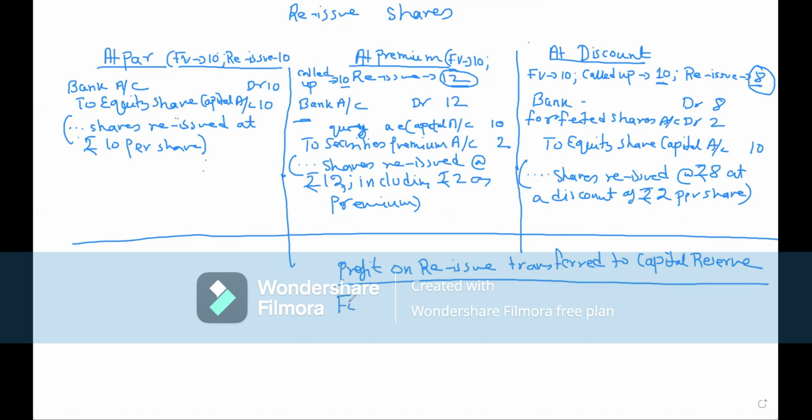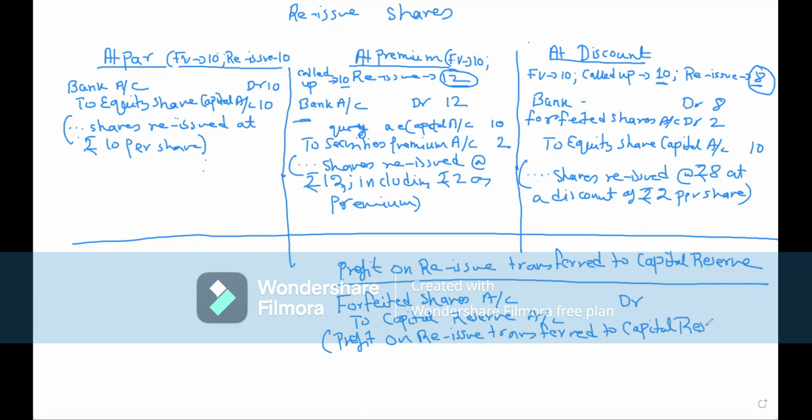So the journal becomes: forfeited shares account debit, to capital reserve. Narration: profit on reissue transferred to capital reserve. This is your journal. I request my entire class to copy this first, then I will proceed.